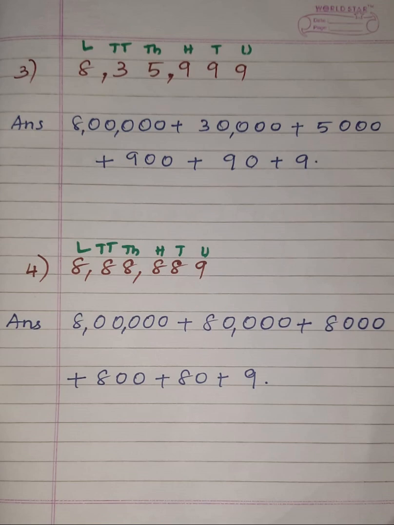Okay. So how we have to write the answer, children? We have to add it up everything together, right? So we will add 8 lakhs plus 80,000 plus 8,000 plus 800 plus 80 plus 9. Followed, children? So in this way you are going to write in your notebook in a neat and good handwriting.